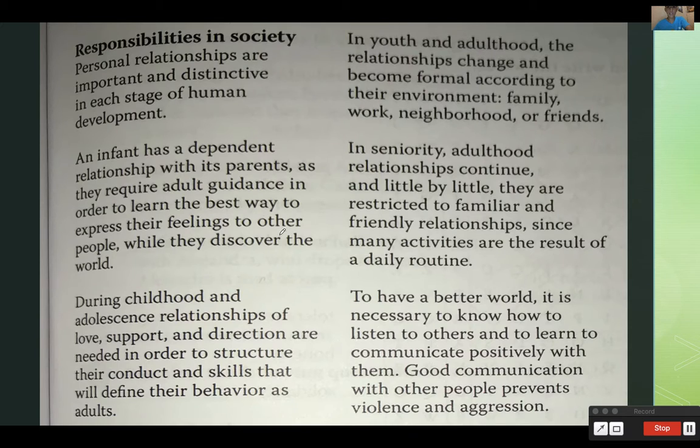In adulthood, the relationships change and become formal according to their environment: family, work, neighborhood, and friends. In seniority, relationships continue little by little. They are restricted to familiar and friend relationships since many activities are the result of daily life.